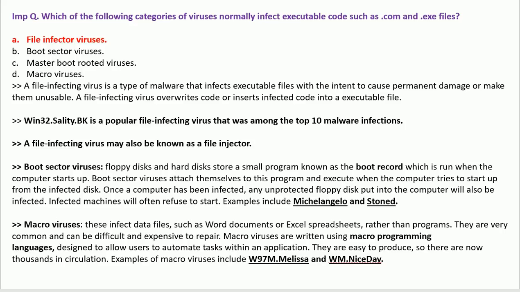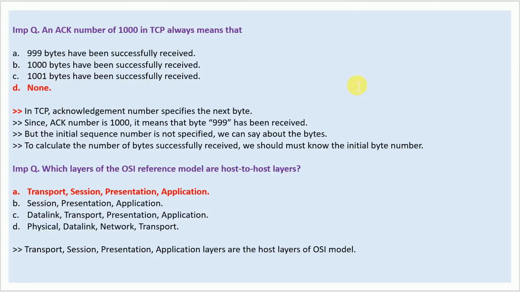Okay, so let's move to the next slide. Next question is also a very interesting question and was already asked in one competitive examination. For solving this type of question, you should have the concepts and basics clear. The question is: an acknowledgement number of 1,000 in TCP always means that, in a TCP transmission, if I have an acknowledgement number of 1,000, what is the meaning of that?